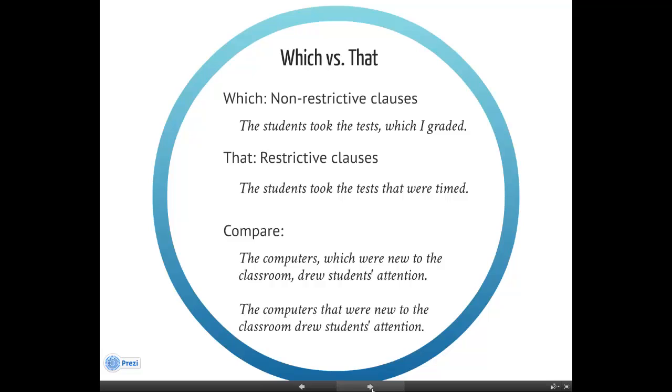The main idea is that the computers drew students' attention. In the second sentence, that were new to the classroom designates the specific computers that drew students' attention. There may have been other computers in the classroom, but the students' attention was drawn to those that were new.